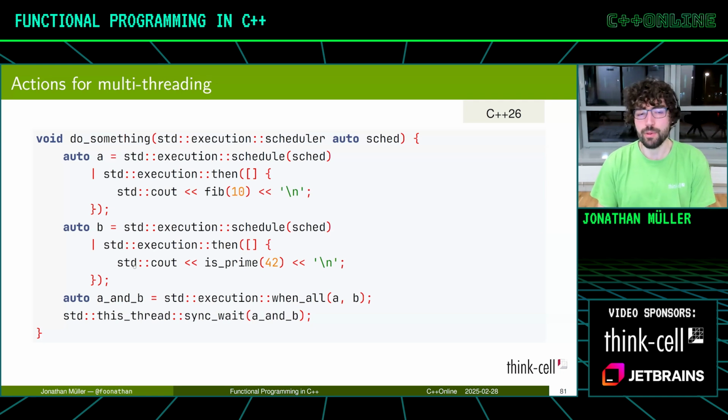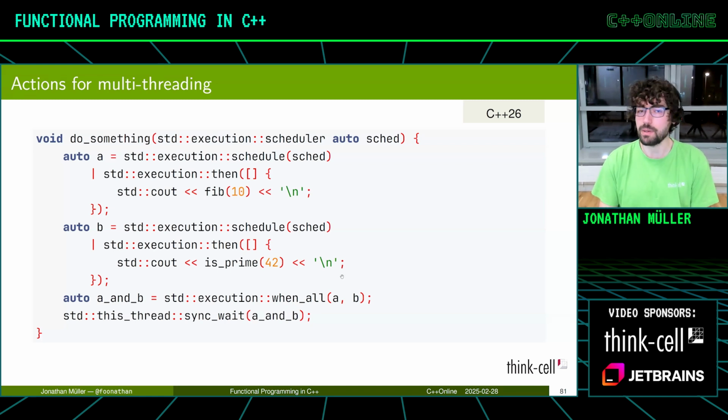And then we also do a similar thing with a different action. In this case, we want to check whether 42 is a prime number. And we also schedule that on the scheduler. And then what we want to say is, okay, now I want to do both. So we call when all, give it all our actions. And when all is an action that is only done when all actions that we pass to it are done.